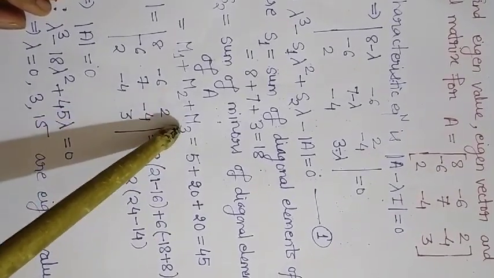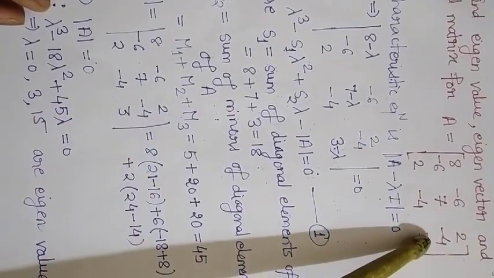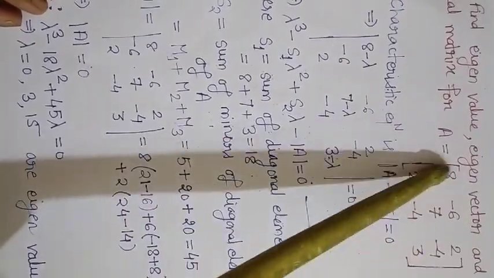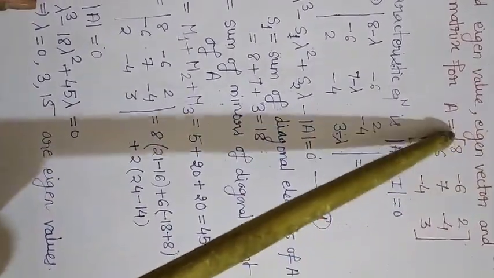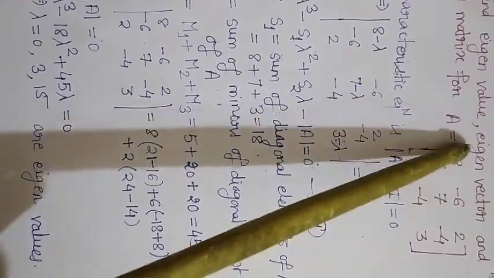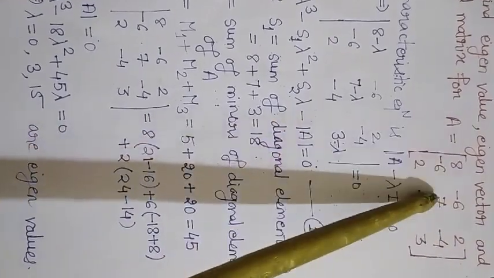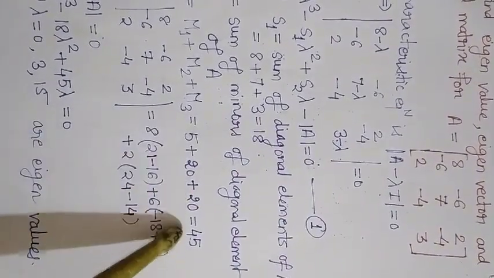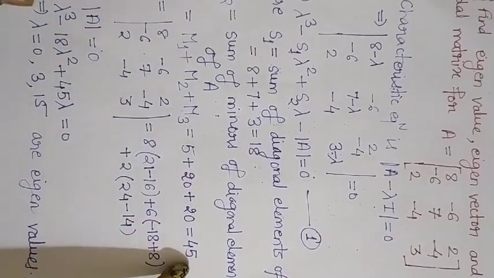In the same way, we can get the minor of the third diagonal element 3. Delete all elements lying in the third row and third column. The remaining is [8, -6; -6, 7]. Find its determinant. 8 sevens are 56 minus 36, that is 20. So like this we get S2, that is 45.